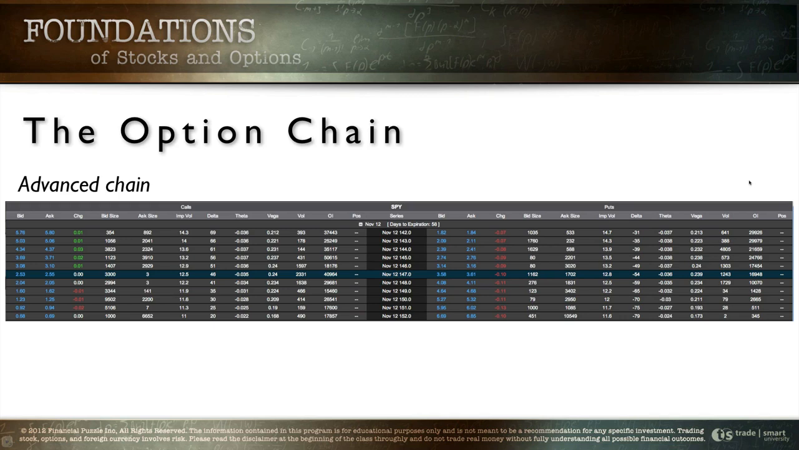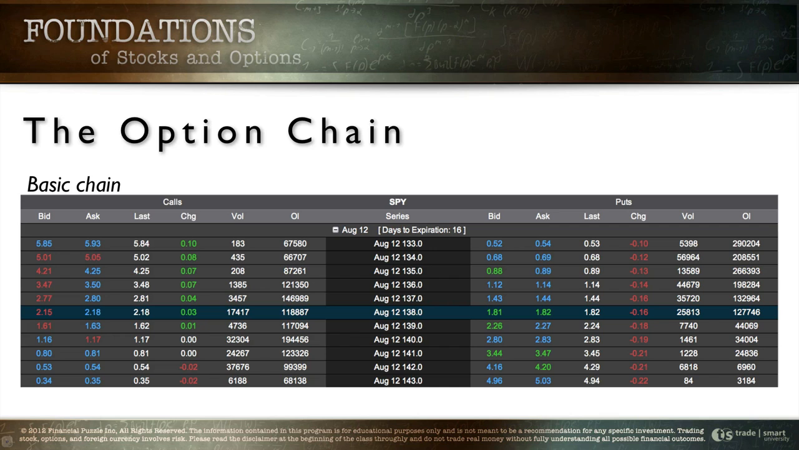Do you need to always look at this much information? Probably not. A chain that I work with a lot is this particular picture right here. I also sometimes like to add my delta into this view right here. So take a look at this one here. What you've got is bid, ask, last, change, volume, and open interest. These are really the keys that you're going to be looking at. And of course, delta would be nice to add in there.